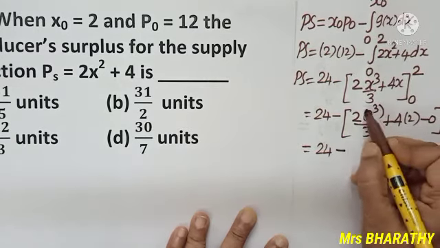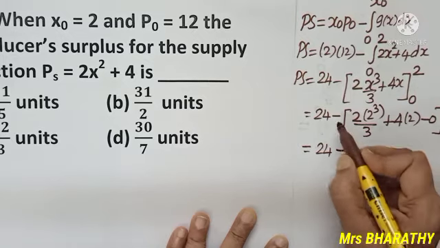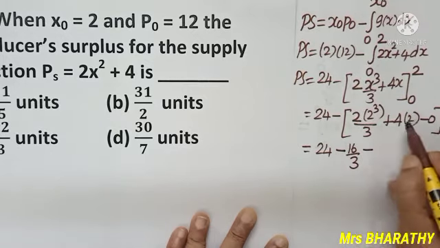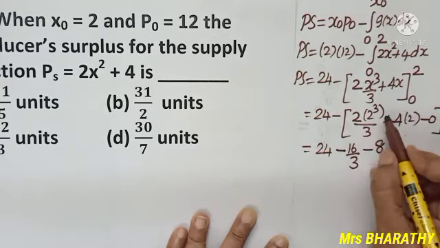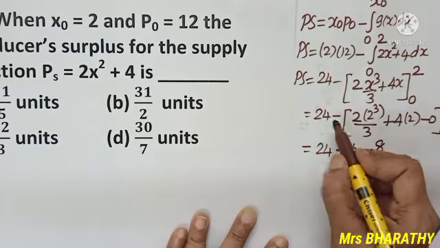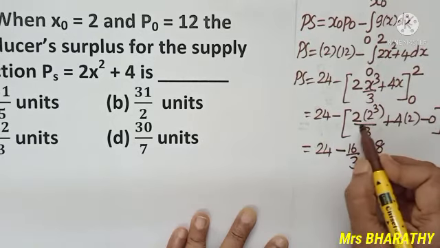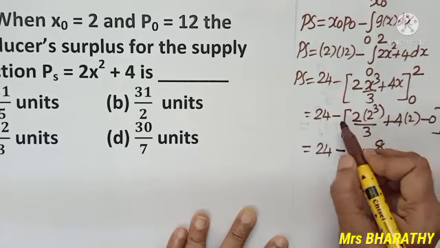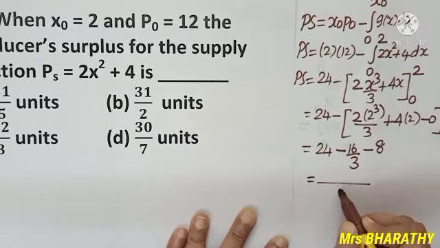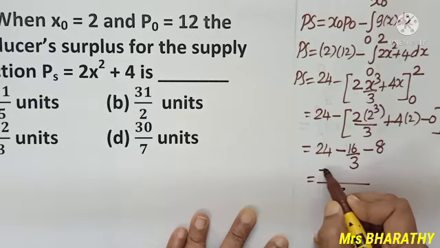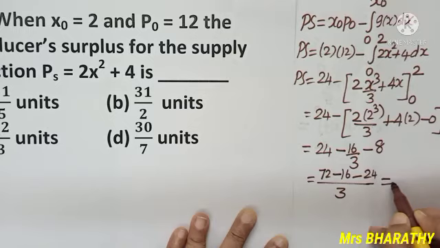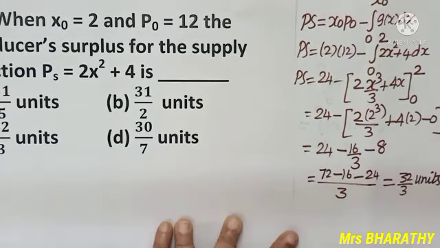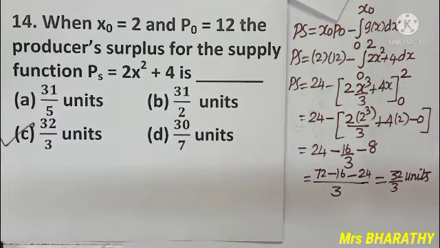Minus 8 2s are 16 by 3, minus into plus is minus, 4 2s are 8. Most of us make the mistake of forgetting the minus here. Remember, this minus is common for both the terms. So take minus for both the terms, and as I take LCM, 3 into 24 minus 16 minus 3 into 8. As we simplify, we get 32 by 3 units, and option C is the right choice.